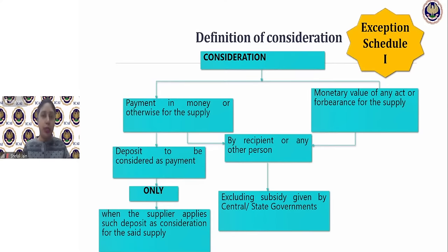Suppose the contract is for 10,000 rupees, 1,000 rupees is the security deposit, and the supplier says that at the end of the contract, from these 10,000, I will only charge you 9,000 and 1,000 rupees I will adjust at the last stage. So then this deposit becomes consideration. If this deposit is returnable, then it is not a consideration because it should actually be used for that particular supply. Then the consideration excludes any subsidy which you are receiving from central government or state governments. That will not form part of your consideration. So this is what consideration is.